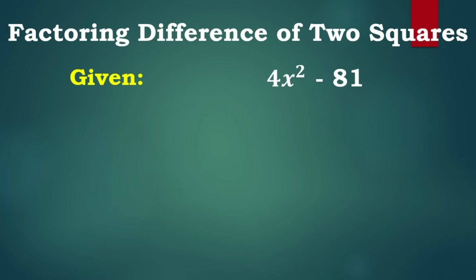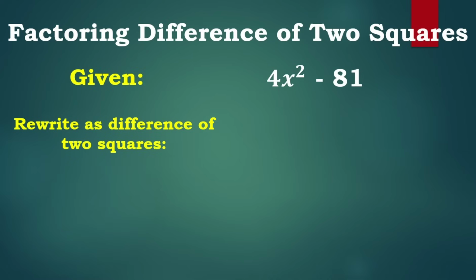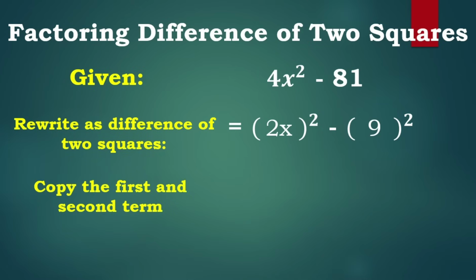Another example, 4x squared minus 81, rewrite as difference of two squares. So, we have, ano ilalagay natin dyan? Ano ang square root ni 4? That is 2x, since meron tayong x squared, so lalagyan natin ng x. And then, ano ang square root ni 81? That is 9. Okay, so we will now copy the first and second term.